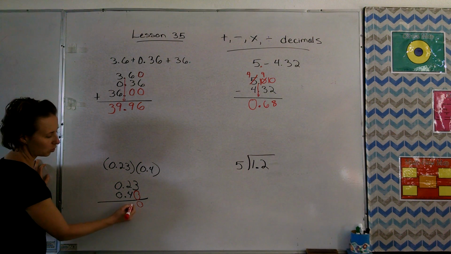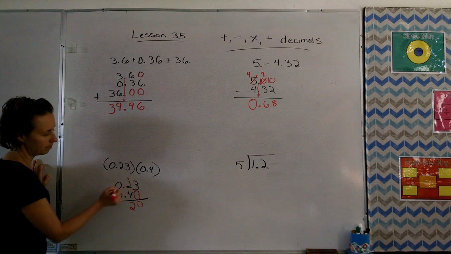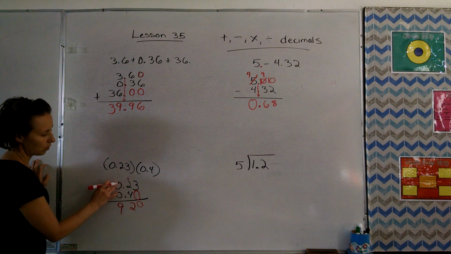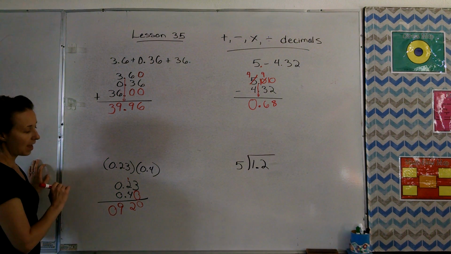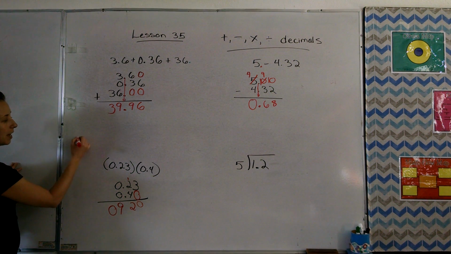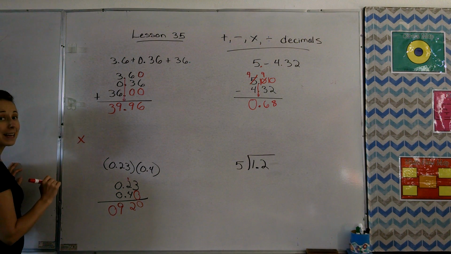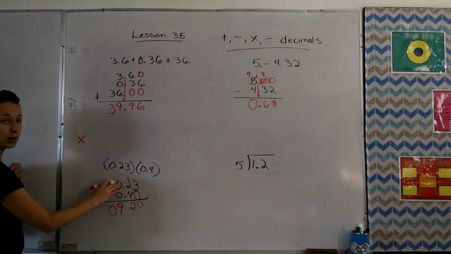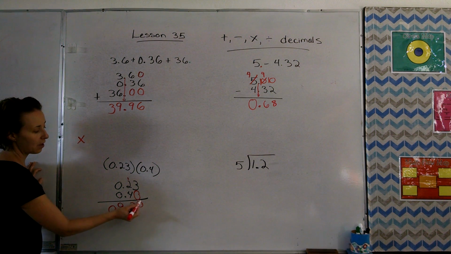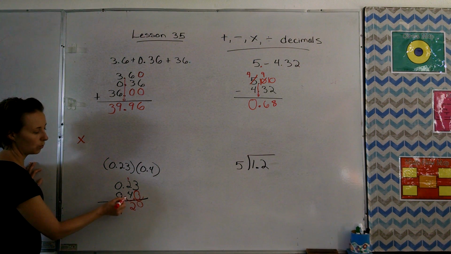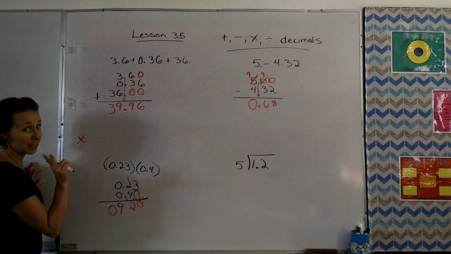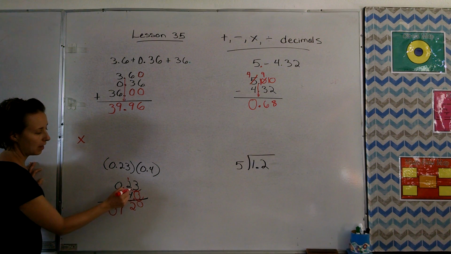4 times 3 is 12. All right, the 2, carry the 1. 4 times 2 is 8, plus 1 is 9. 4 times 0 is 0. Now, do not just bring down your decimal place. For multiplication problems, you need to count how many decimal places it's moved over and use that counting for your answer. Let's count. 1, 2. The decimal places moved over 2 places here. And then we have another decimal point, so we have to count it also. 3, 4.